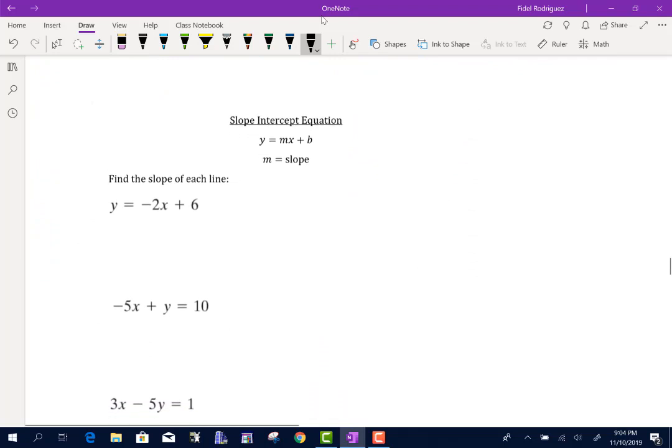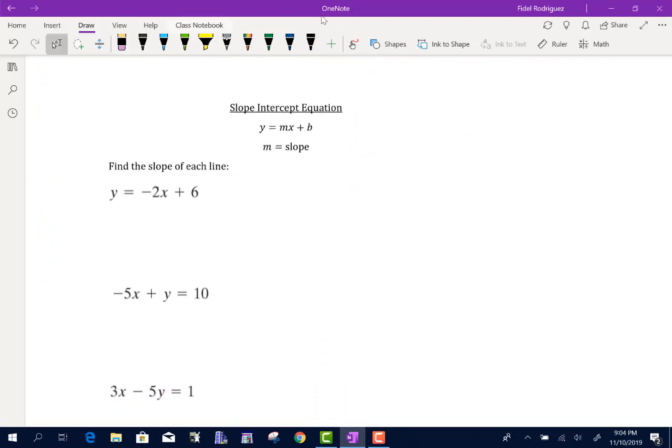So the next part we're going to do here, guys, we're going to do a little thing we call stare and compare, okay? All right. So it says the slope-intercept equation is y equals mx plus b. M is the slope. And what we want to do here, we want to find the slope of each line. Okay. So the first thing I'm going to do is look at the equation that I have right here.